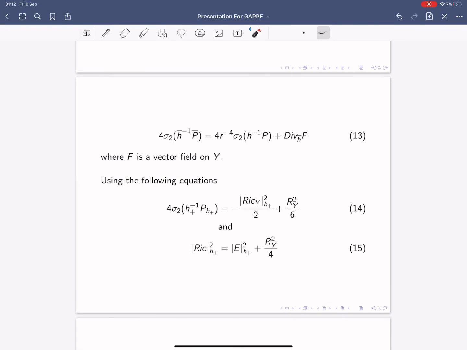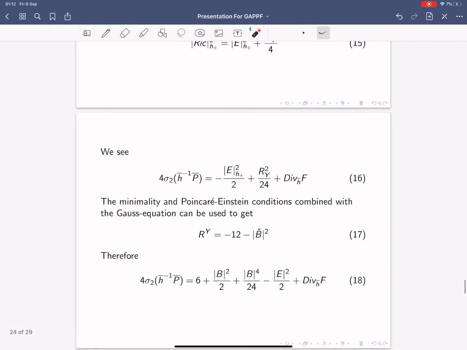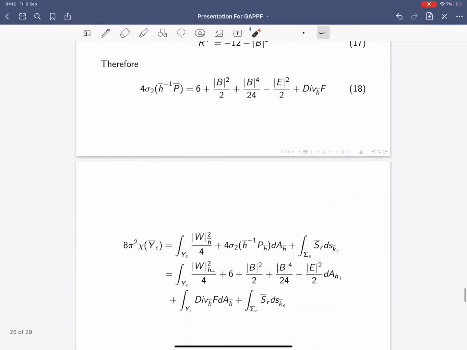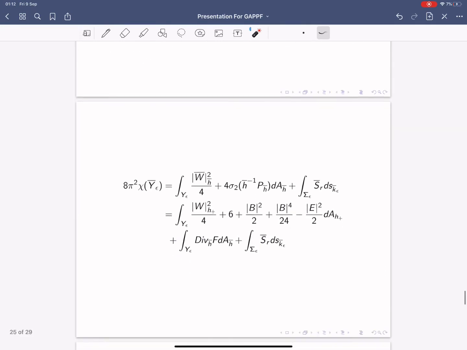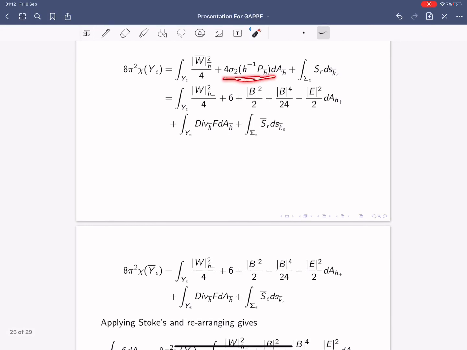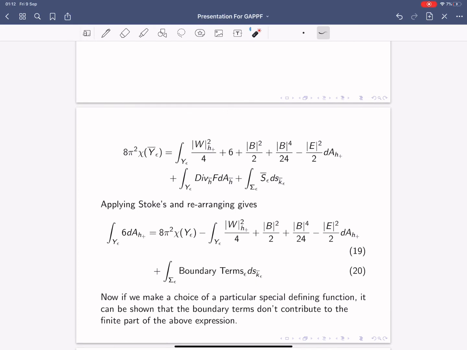And then, using the following equations, we can rewrite some terms, and we get this is equal to this. And now this 6 here is going to be how we'll pick up the area. So when we plug that in, this is equal to this, which is actually equal to, once we rewrite this like this, we get this formula. And we have this divergence here, so applying Stokes' theorem gives the following. So we have this, and then plus some boundary terms.